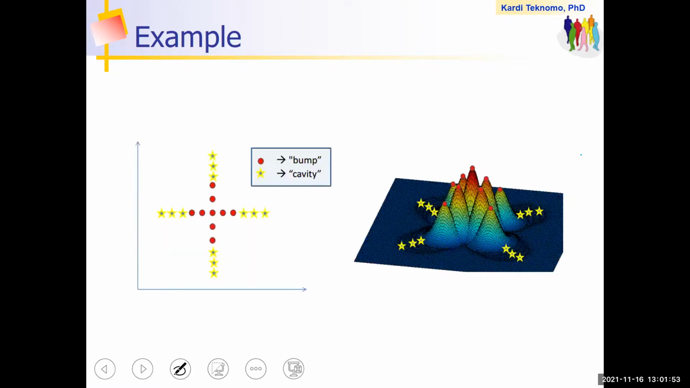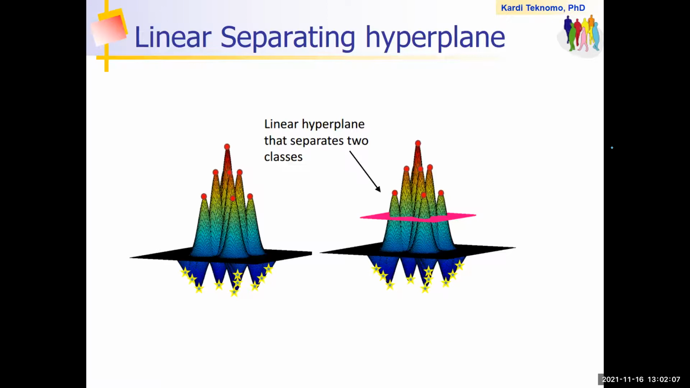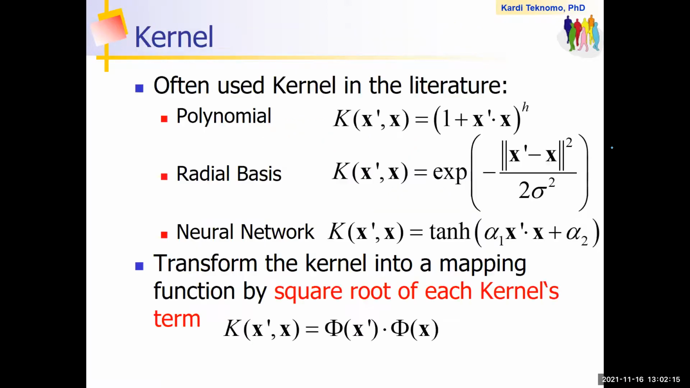Okay. So again, the same thing. This is another bump and cavity here. This is the original data, and then if you put it into a higher dimension, you can actually separate them. You can actually separate them if you put it into higher dimension.